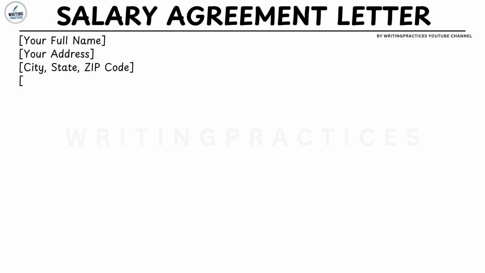Let's dive right in. Sender's details. The letter begins with the sender's details. That's your full name, address, city, state, zip code, email address, and phone number. This is important because it immediately identifies who is initiating the letter. For example, you'd write John Doe, 123 Main Street, New York, New York, 10001.